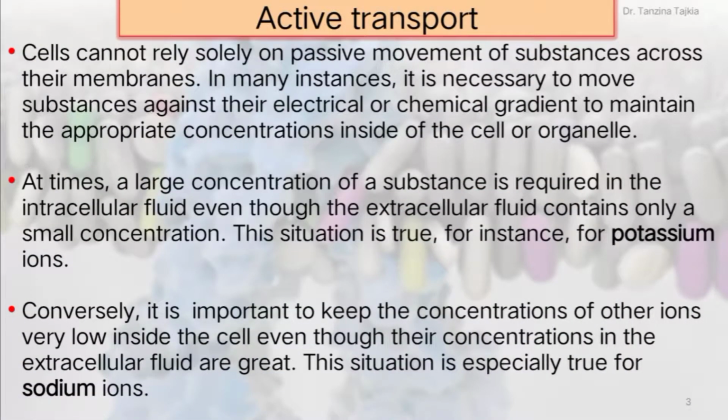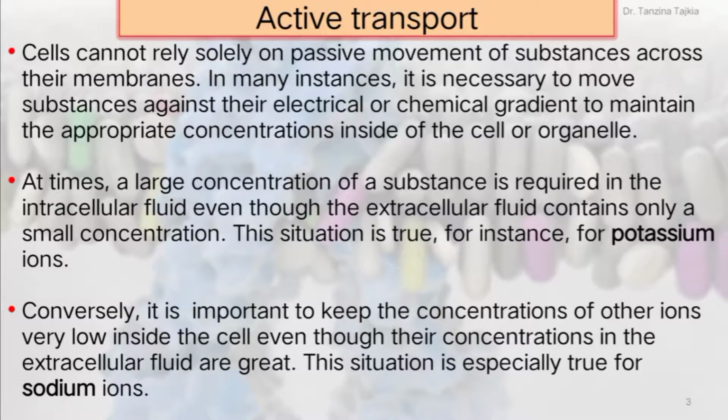Cells cannot rely solely on passive transport of substances across their membrane. In many instances, it is necessary to move substances against their electrical, chemical, or electrochemical gradient to maintain their appropriate concentration inside the cells or organelles. At times, a large concentration of a substance is required in the intracellular fluid, even though the extracellular fluid contains only a small concentration. This situation is true for potassium ion.